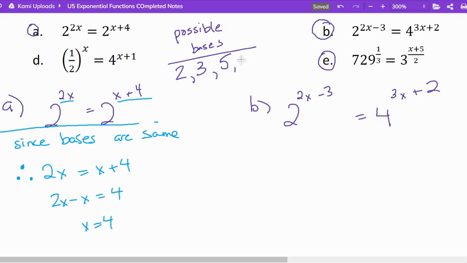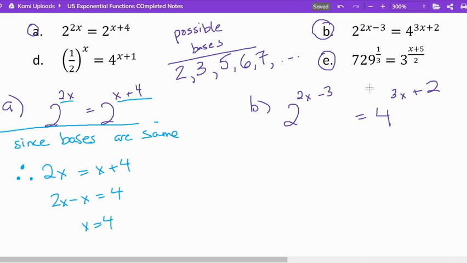Can 6 be a base? I know it's not a prime number, but can 6 be written as 2 to the power of something or 3 to the power of something? It can't. So 6 is a possible base. 7 is a possible base. Is 8 a possible base? Because 8 is equal to 2 to the power of what? Good. 9? 3 to the power of 2, right? Onwards. There is more, but I'd say this is probably as high as we'll go.